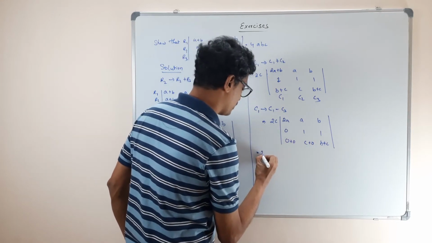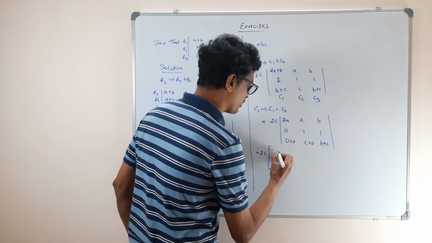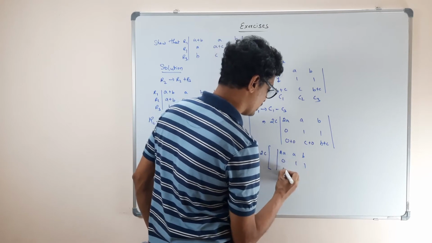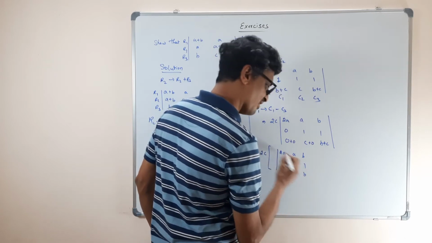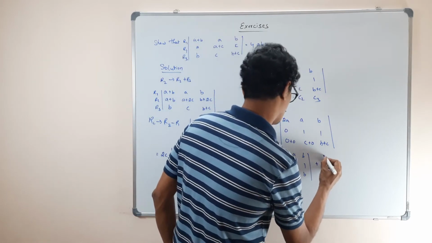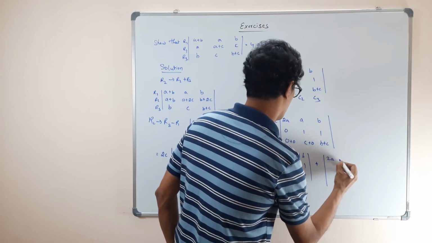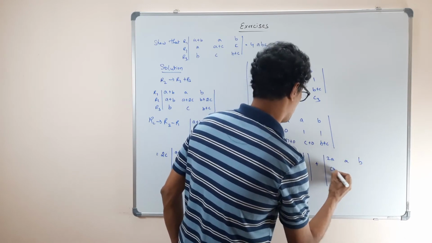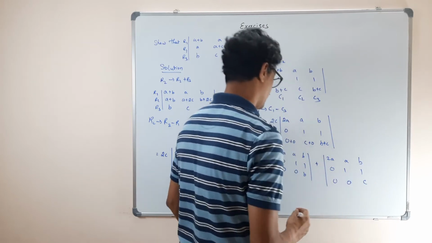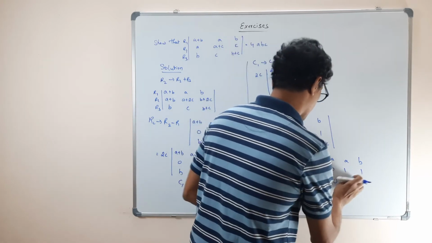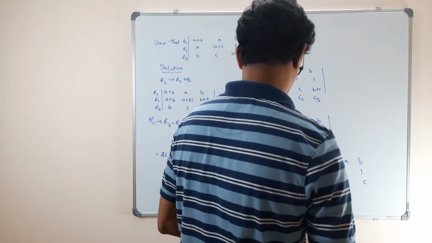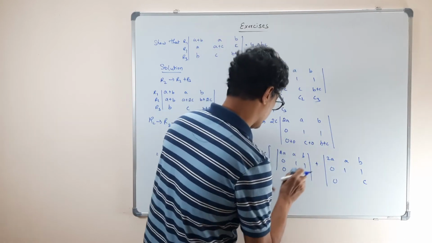So this will become 2C into two determinants, right? 2A, A, B, 0, 1, 1, 0, 0, B. We got one determinant diagonal, right? The second one is plus 2A, A, B, 0, 1, 1. This will be 0, 0, C. 0, C, C. Yeah, sorry. And this is C, right? Correct. Yeah, I will write here C.